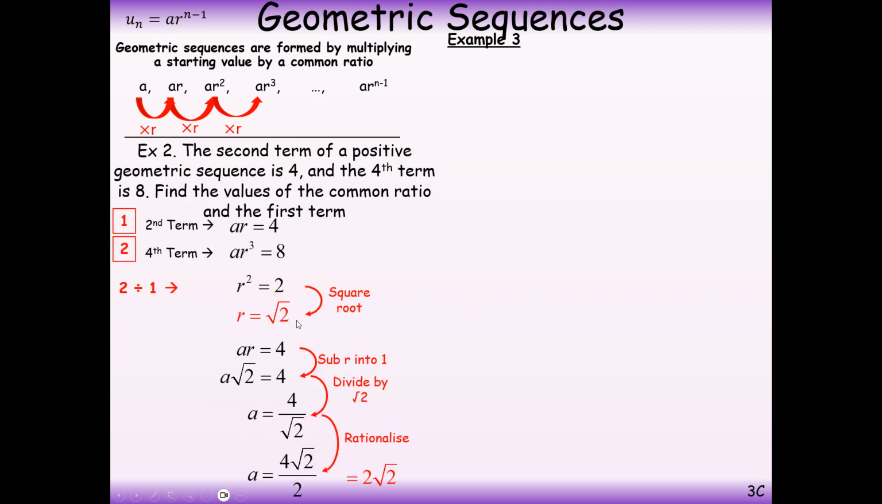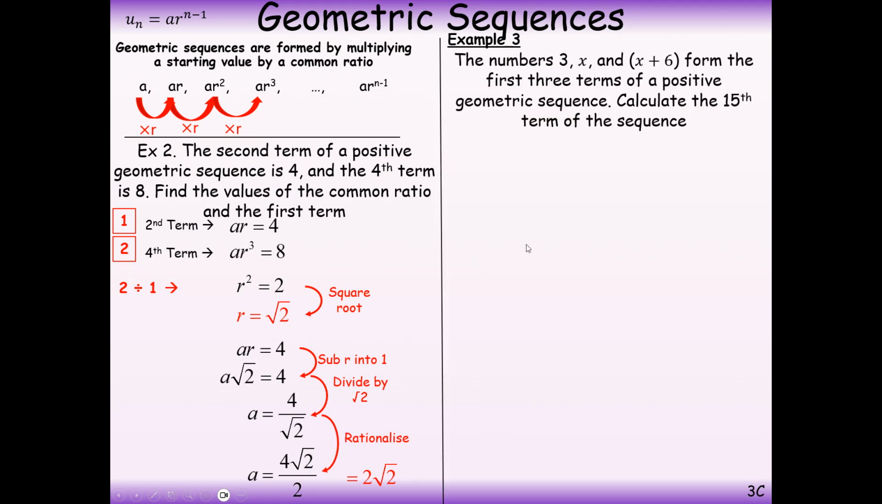So far, we went through these calculations. In the next example, we've been told that the numbers 3, x, and x plus 6 form the first three terms of a positive geometric sequence. We've been asked to calculate the 15th term of the sequence. So, we need to first calculate what the value of r is. We know the first term is 3, but that's not quite enough to help us figure out the ratio.